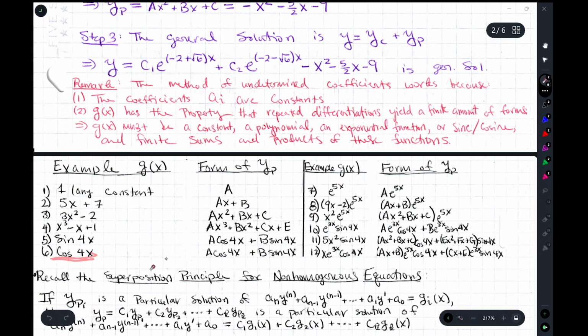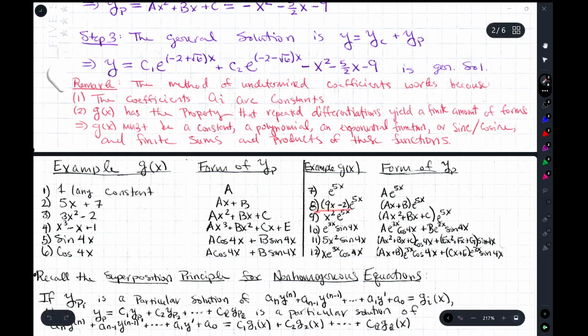Well, what about cosine 4x? Same as sine of 4x. So you always include both, even if they don't show up there. If you have a sine 4x plus cosine 4x, you'll still make this guess here. This also works for exponentials. You'll make the guess that it's equal to a e to the 5x. Again, notice that we still are going to respect that 5 there. Taking derivatives of e to the 6x is never going to match that e to the 5x.